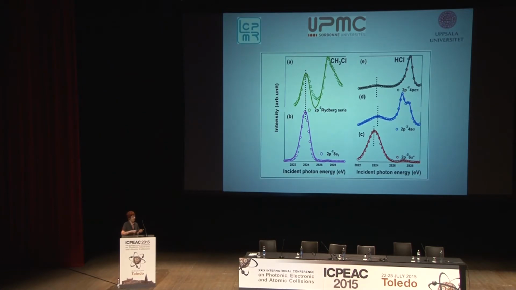So these are the results. Those are the cross sections for the main final states, 2p minus 2 LUMO and 2p minus 2 Rydberg. So for CH3Cl, we don't really see a shift. Maybe we see a little asymmetry, but we don't really see a shift in the position. For HCl, we clearly see the asymmetry and the different maximum at different photon energy. So this is an effect we can also measure in molecules.